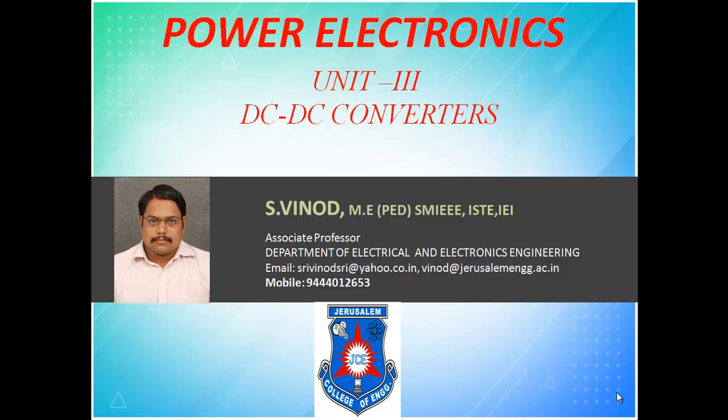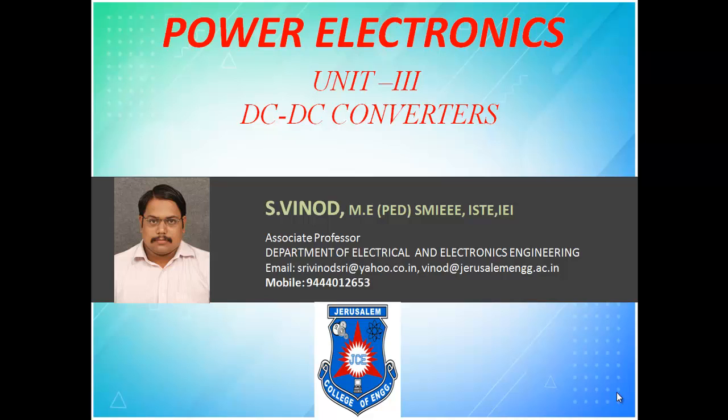In our power electronics subject, we are going to start with unit number 3. Unit number 3 is DC to DC converters. Last class, in unit number 2, we saw controlled rectifiers. AC you can convert into DC, but the output is not pure DC, so it is not easy to get a variable output.